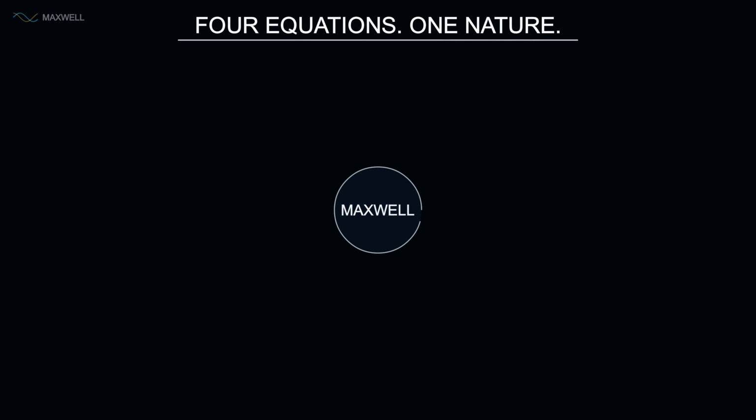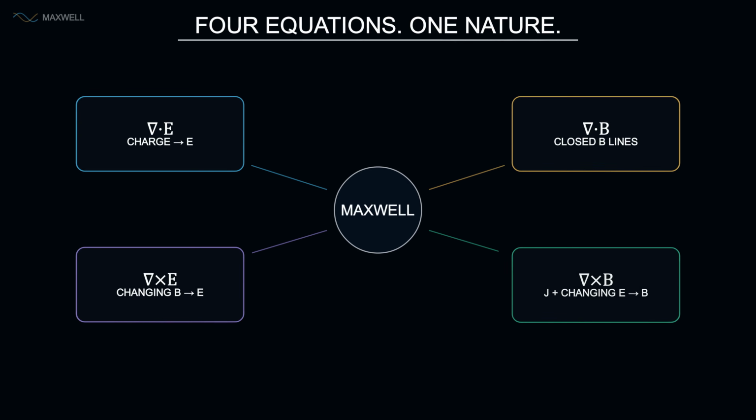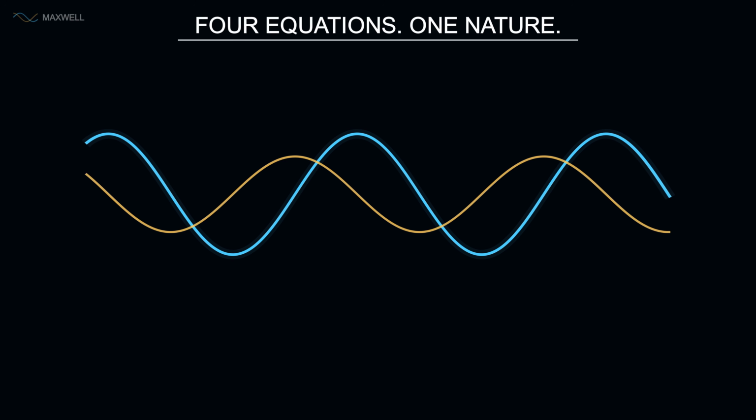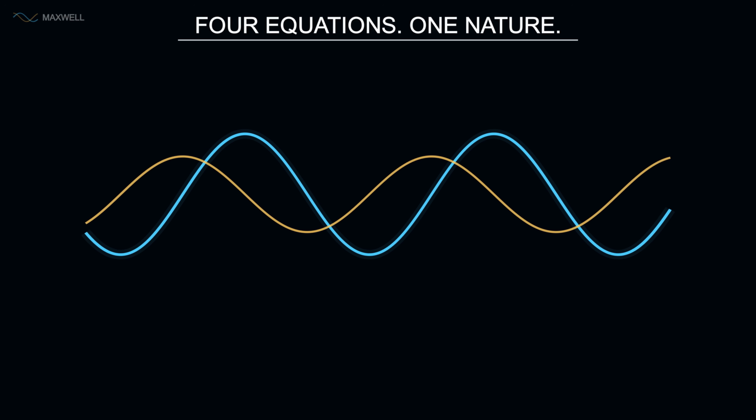Four equations, one story. Charges create electric fields. Magnetic lines stay closed. Changing fields sustain each other. In empty space, that feedback becomes a wave moving at the speed of light. Electricity, magnetism, and optics were never separate. They were the same phenomenon.